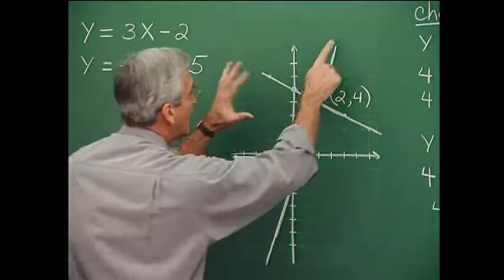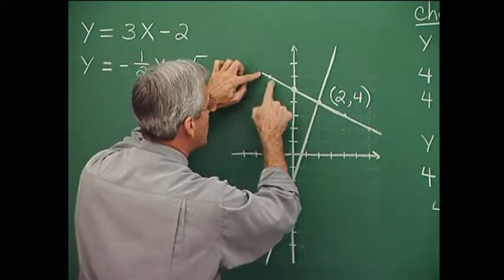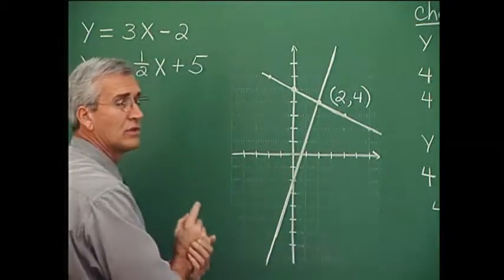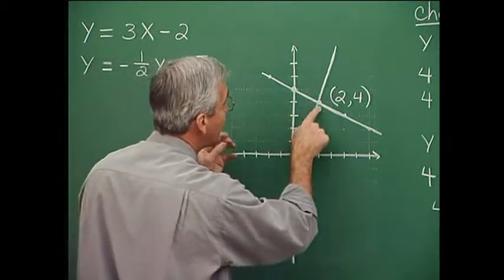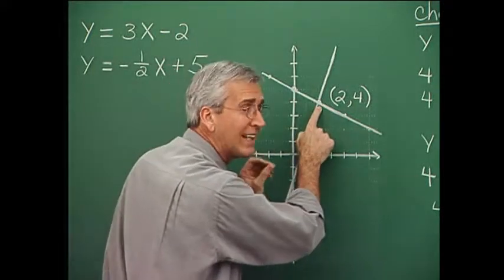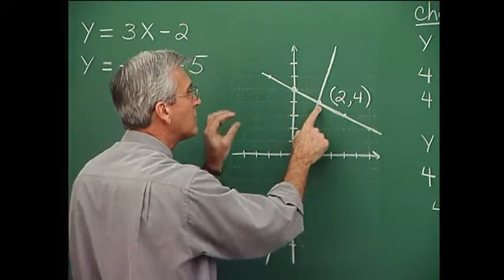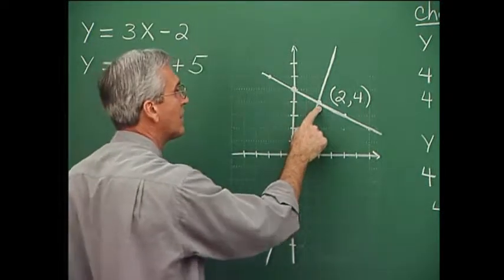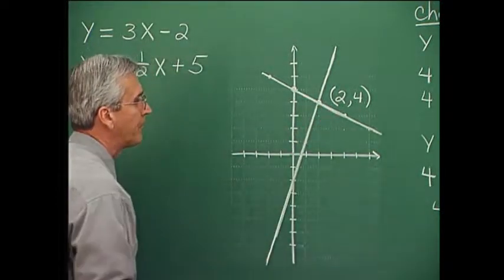Okay, so I look at the graphs, and this is a picture of the entire solution set for one of the equations. Here's a picture of the entire solution set for the other. And the point of intersection, being on both of those solution sets at the same time, is a point whose coordinates solve the entire system of equations. It's the point 2, 4.